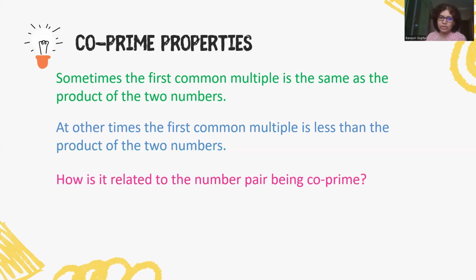How is it related to the number pair being co-prime? So if they are co-prime, then the first one is true. Green one, sometimes the first common multiple is same as the product of the two numbers. This is true if the two numbers are co-prime. And the second part is true if the numbers are not co-prime. That means they have a common factor other than 1.